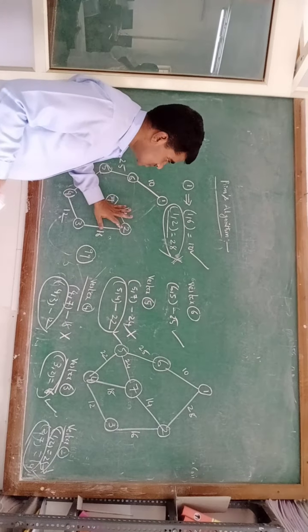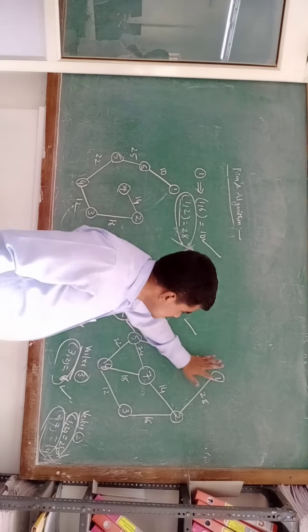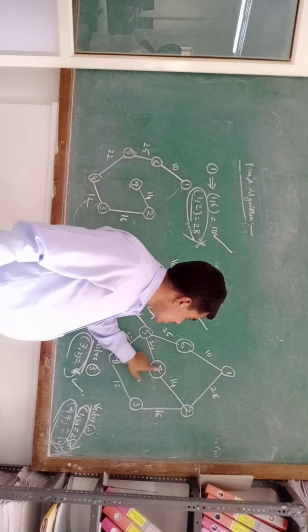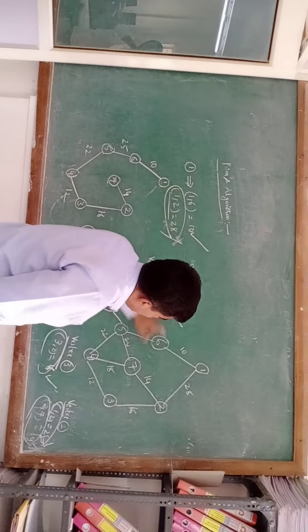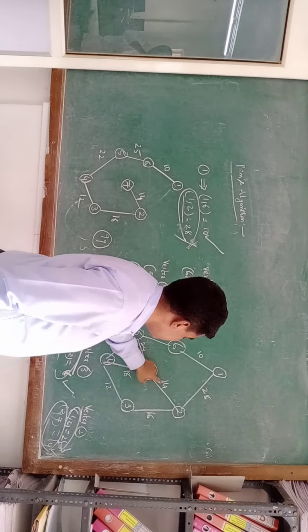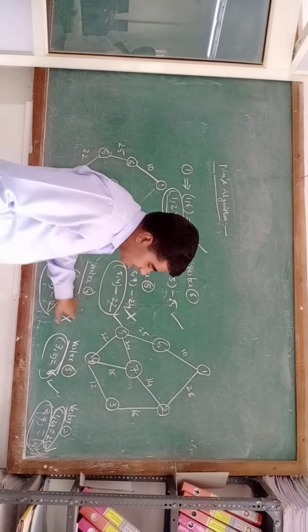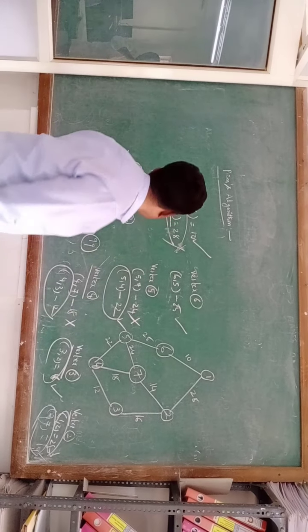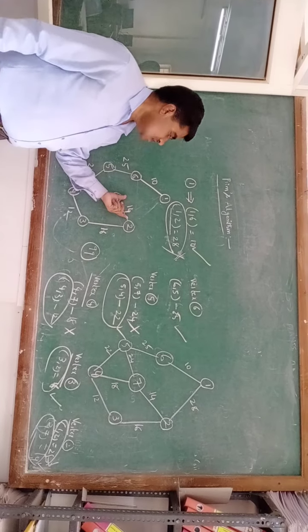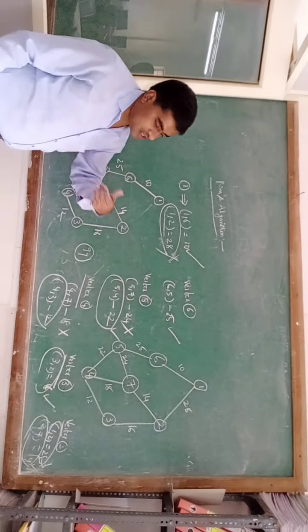Now vertex 2 is there. For vertex 2, what are the corresponding edges? 1 to 2 is there, already included here. And 2 to 7 is there, 14. So now what are the remaining? 28, 24, 18 and 14. So 14 is minimum and it is not forming any cycle. So 14 is also included.